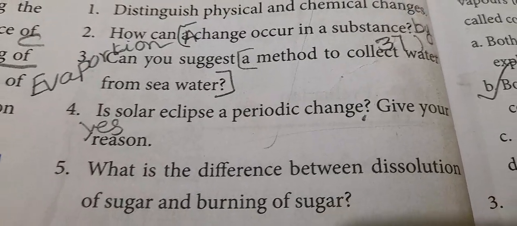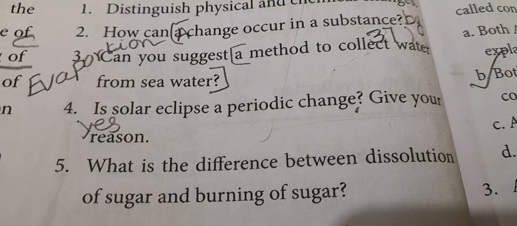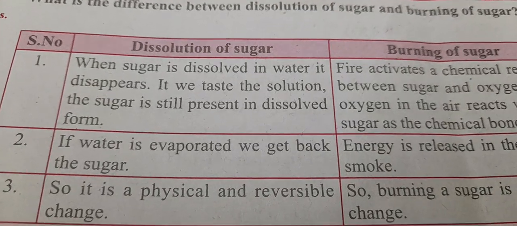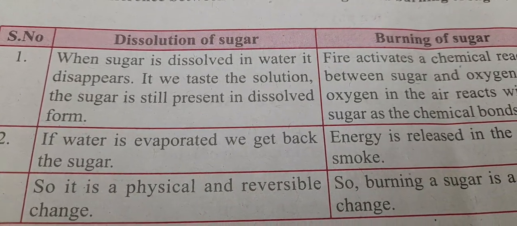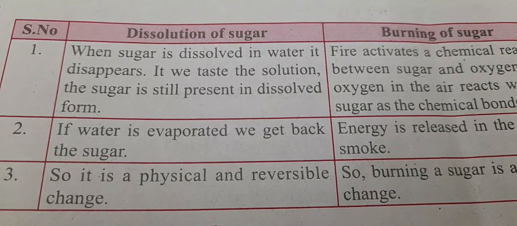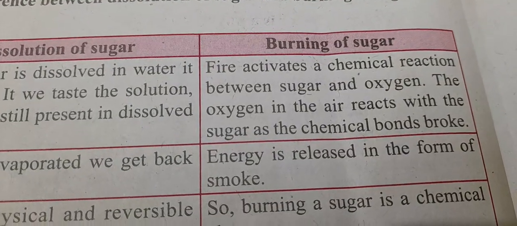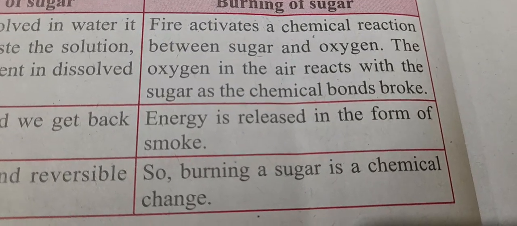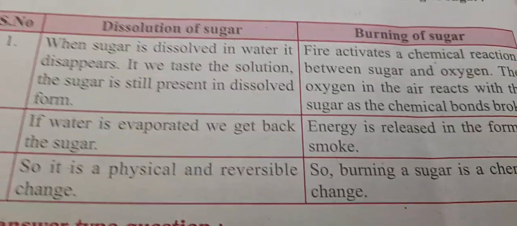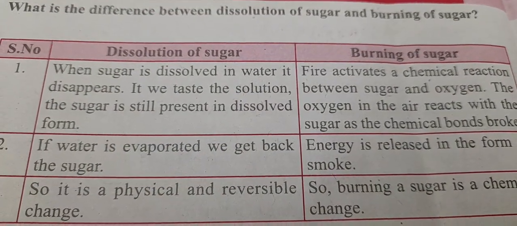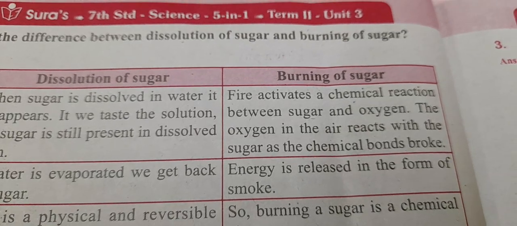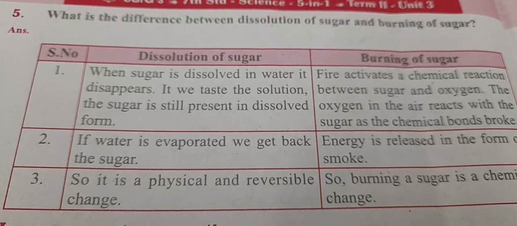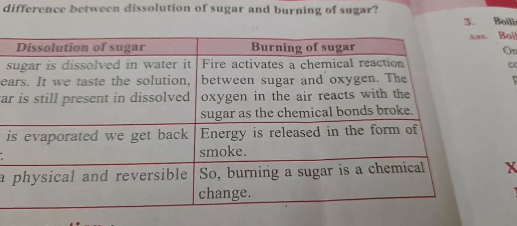Fifth one, what is the difference between dissolution of sugar and the burning of sugar? Answer: dissolution of sugar, when sugar is dissolved in water it disappears. If we taste the solution, the sugar is still present in dissolved form. Burning of sugar, fire activity is a chemical reaction between sugar and oxygen. The oxygen in the air reacts with the sugar as the chemical bonds break. If water is evaporated, we get back the sugar. Energy is released in the form of smoke. Dissolution of sugar is a physical and reversible change. So burning of sugar is a chemical change.